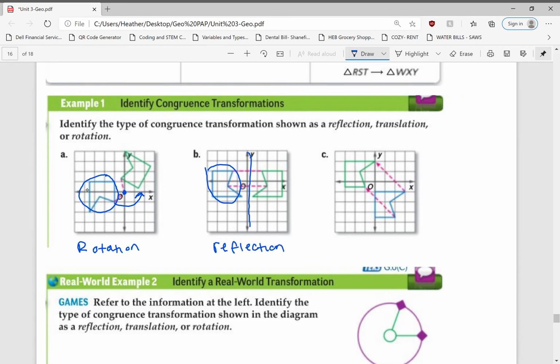Lastly, starting with this blue polygon and looking at the green one, it looks like they are facing in the same direction, but the green one is just on top now. So that means it moved to the top. So it slid. And another word for that is translation. So make sure you know these vocabulary words, and these vocabulary words would be good words to add to your Quizlet deck, your vocab deck.